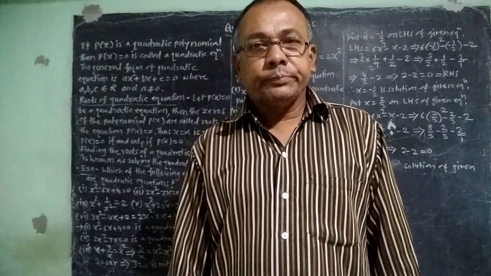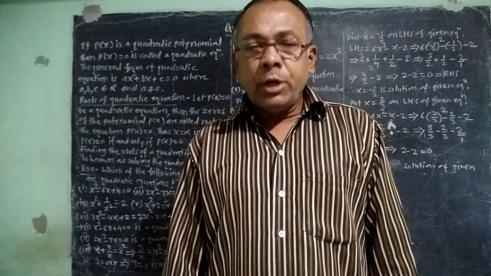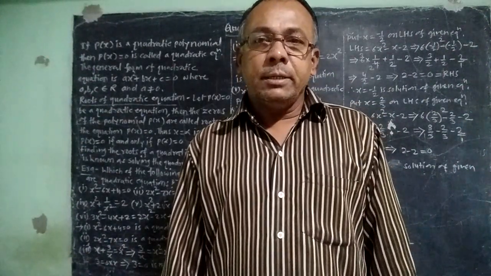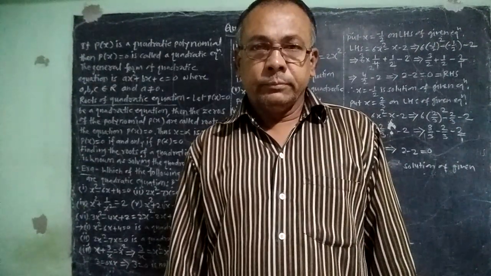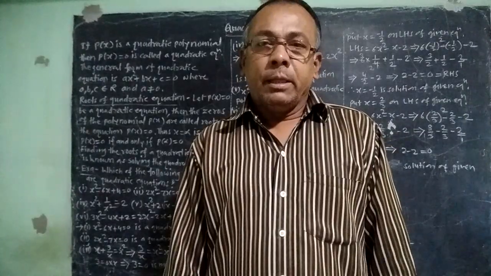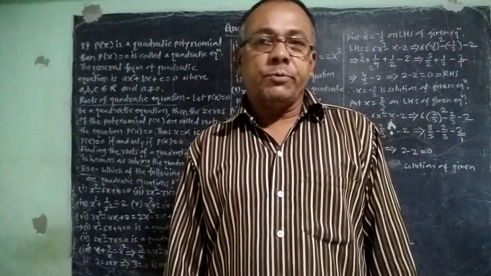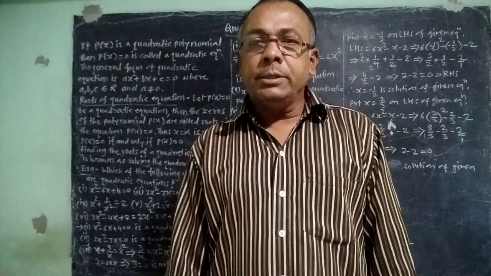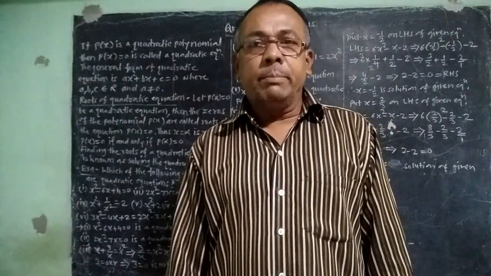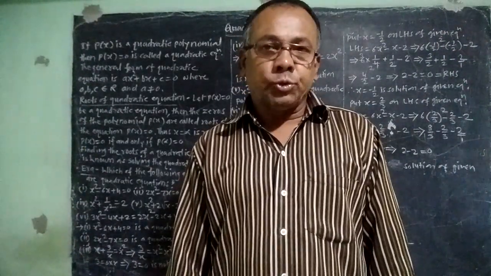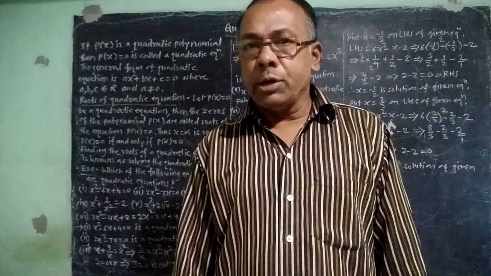Here we are going to study the quadratic equation. In a quadratic equation, the highest exponent of the variable is 2, and therefore it is called a quadratic equation.